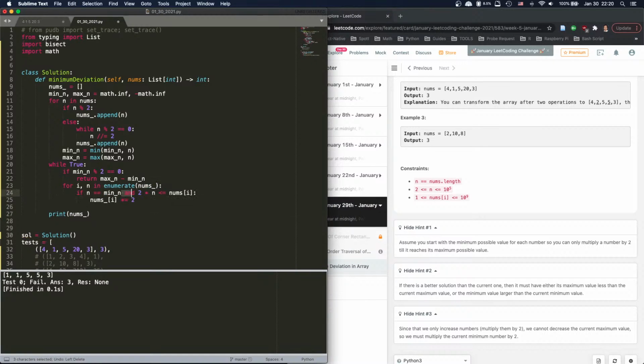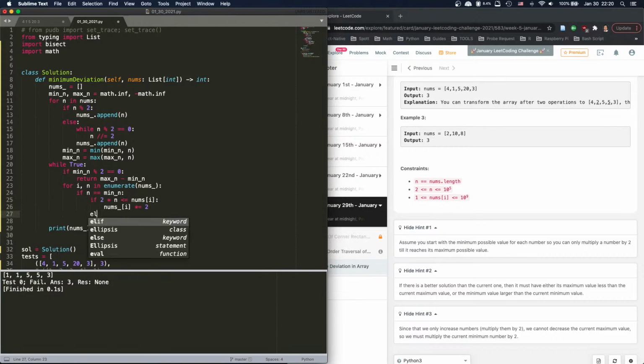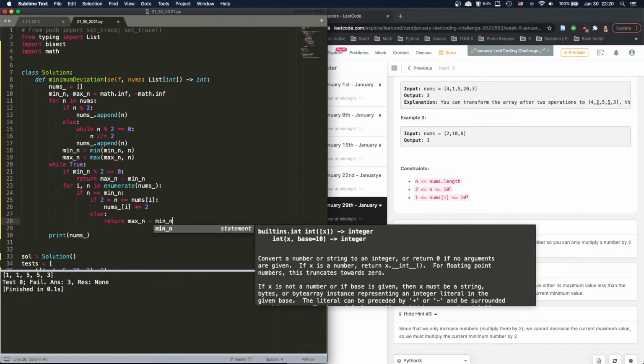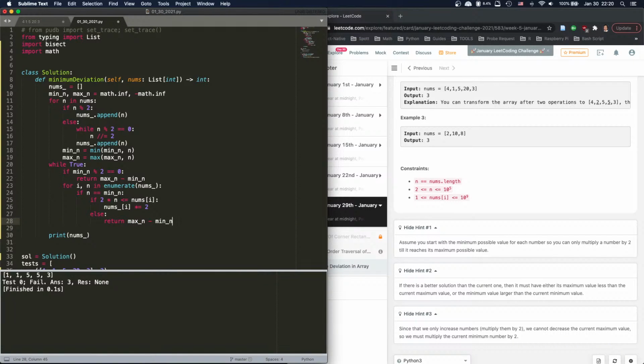Actually, I think it's going to be like this. If, else and break. Else, that means min cannot be multiplied by 2. Else, then just return n minus min n. That means the min n we cannot multiply by 2.